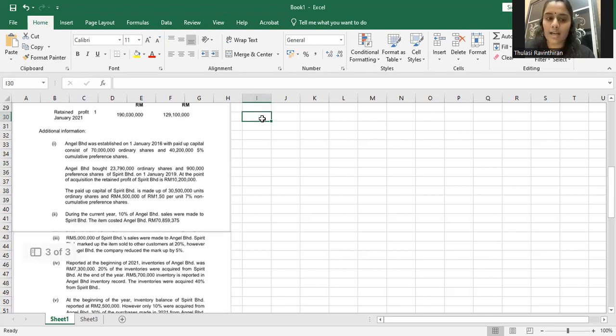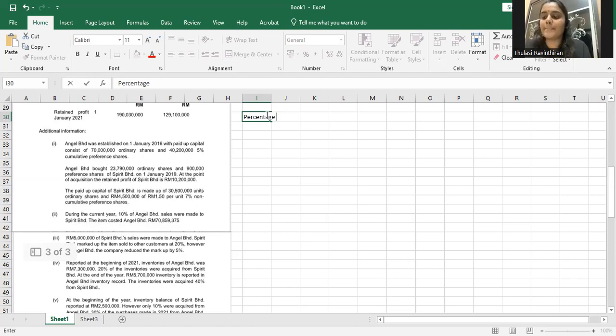Okay, I highlight here: 23,790,000 ordinary shares, which is Angel Berhad's holding, and 900,000 preference shares of Spirit Berhad. And also the retained profit of Spirit Berhad, 10,200,000, and 30,500,000 units of ordinary shares and 4,500,000 preference shares. Okay, let me calculate the percentage for ordinary shares of parent and non-controlling interest.